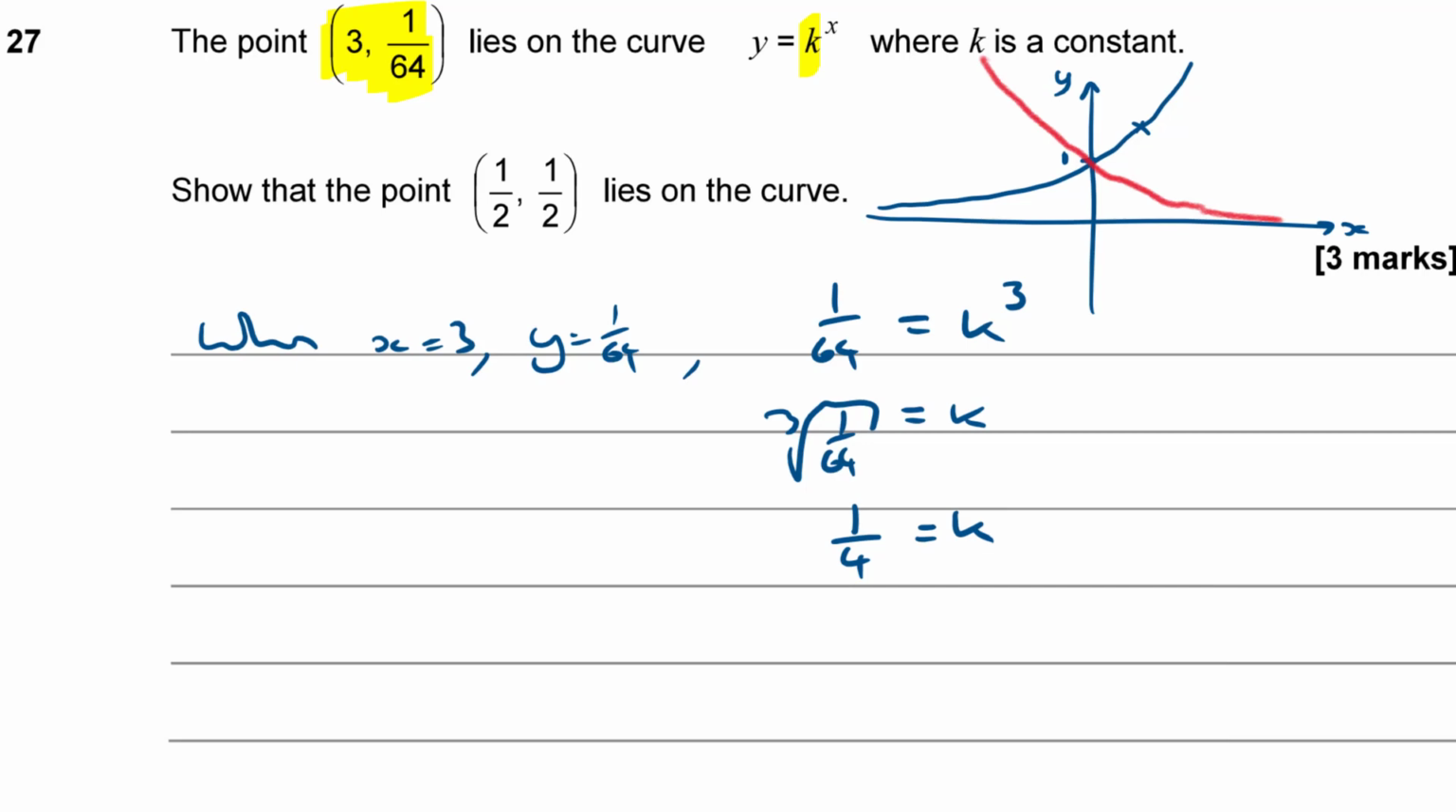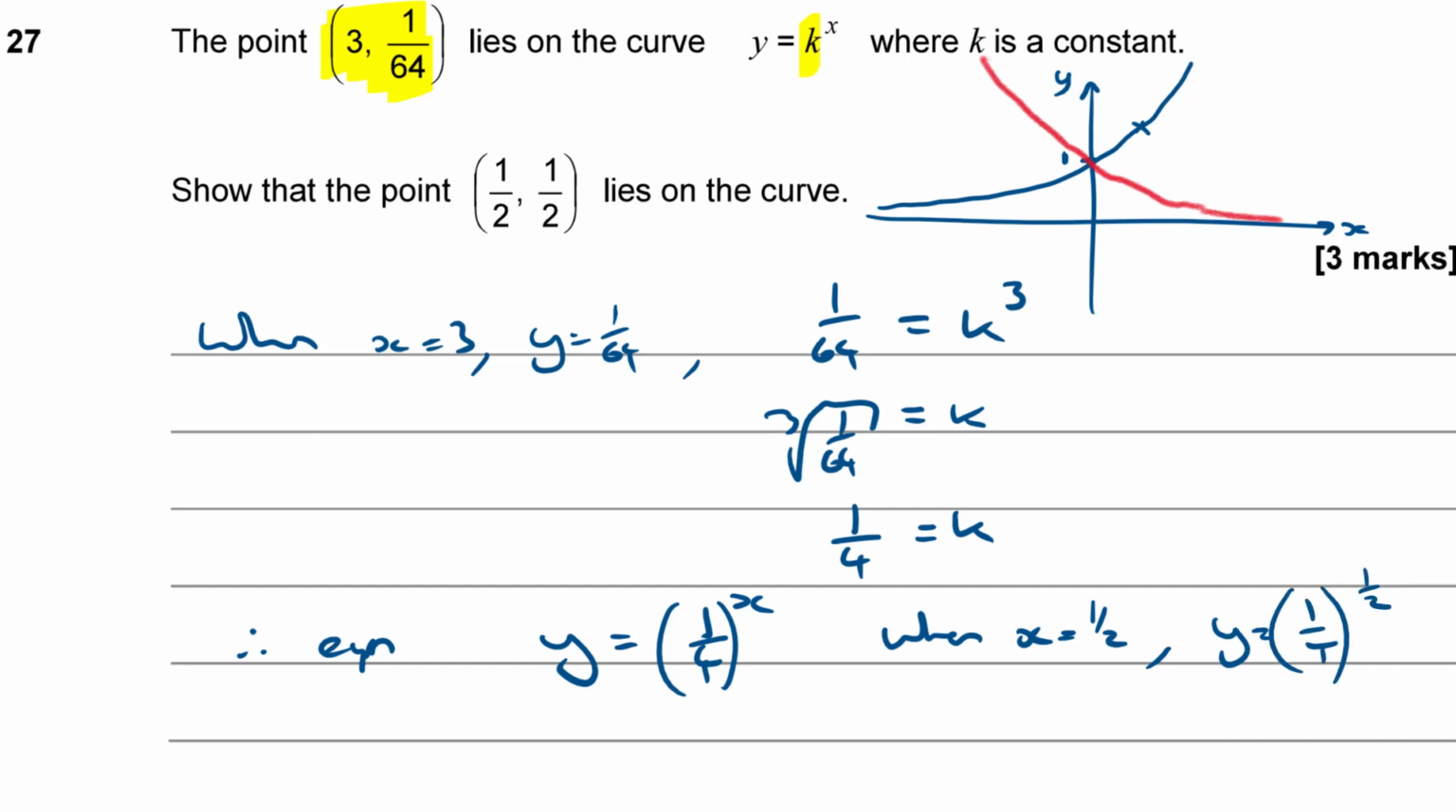Okay, so that means that the equation of my line is y is equal to 1/4 to the power of x. So show that the point (1/2, 1/2) lies on the line. We can do that by subbing in x equals 1/2 and showing that y is 1/2. So when x equals 1/2, y is going to be 1/4 raised to the power of 1/2.